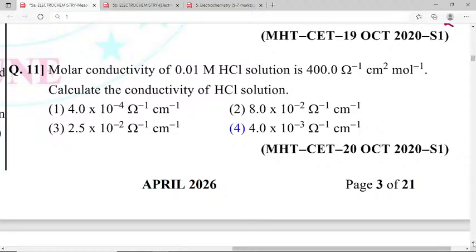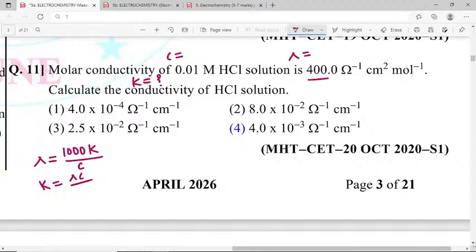Molar conductivity of, this is concentration. Molar conductivity lambda is given. Calculate the conductivity. Conductivity K we have to calculate it. K is equal to question mark. So what is the formula? Formula as the molar conductivity is equal to 1000 K by C. So K is equal to how much? So K is equal to lambda C divided by 1000.